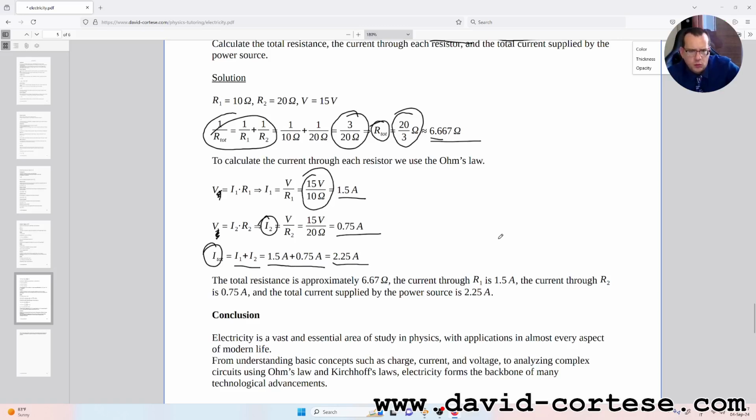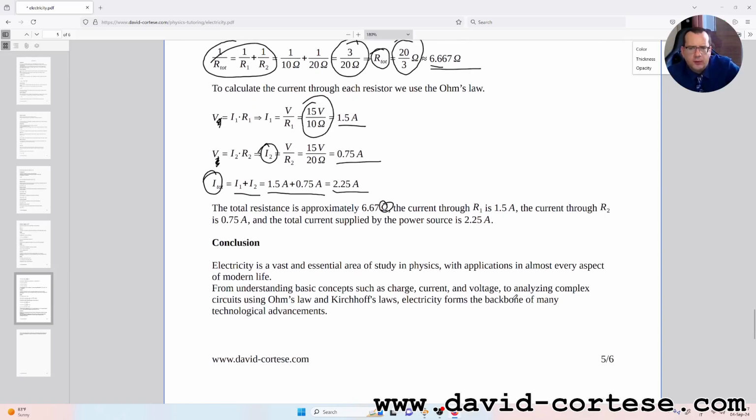So the total current is I1 plus I2, 1.5 ampere plus 0.75 ampere, so it is 2.25 ampere. The total resistance is approximately 6.67 ohm. The current through R1 is 1.5 ampere, the current through R2 is 0.75 ampere. The total current supplied by the power source is 2.25 ampere.